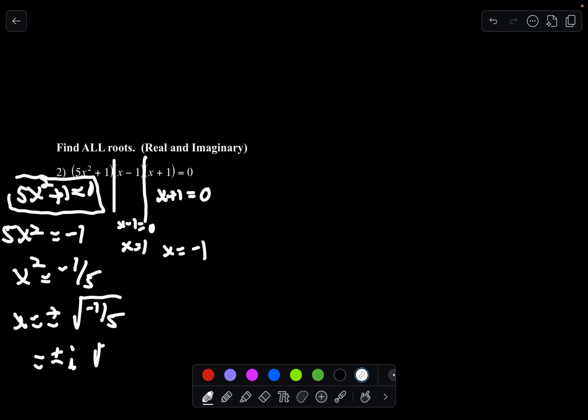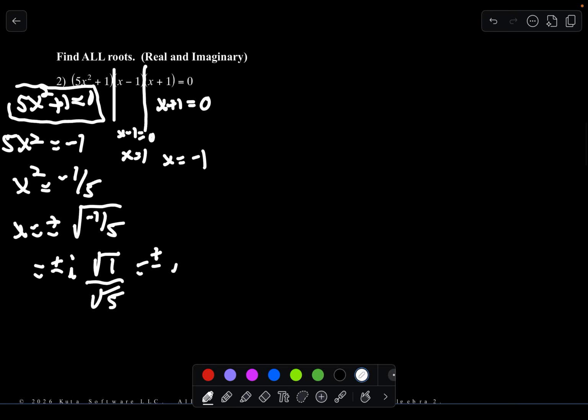So that'll be the square root of 1 over the square root of 5, which is plus or minus i, 1 over the square root of 5. I'm okay with you leaving your answer like this. However, if you go into higher level math, they're going to yell at you if you do because you can't divide by a square root. Square root cannot be on the bottom because square root of 5 is irrational, and so you'd be dividing by a really ugly number. So what they want you to do is rationalize it.